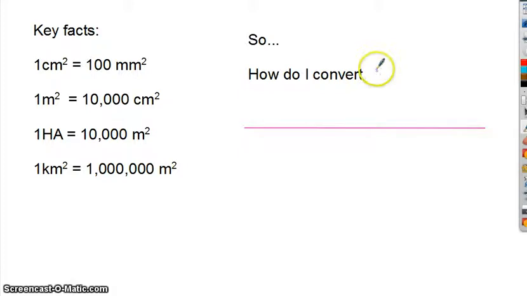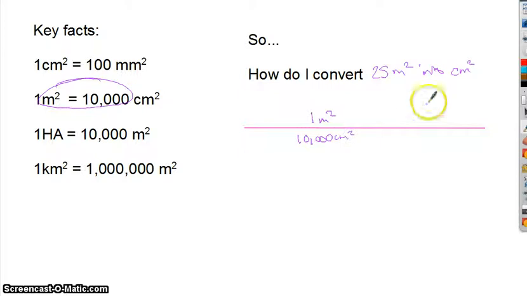Okay, so now we want to be able to convert them using those key facts, and there's several ways we could do this. I'm just going to show you two. One is to use a ratio table, and to do that all you have to do is to draw a line like that. Then if I want to convert, say, 25 metres squared into centimetres squared, well, I know that 1 metre squared, using my key facts over here, is 10,000 centimetres squared. So 25, well, I should know that, say, 5 metres squared would be 50,000, 10 metres squared would be 100,000.